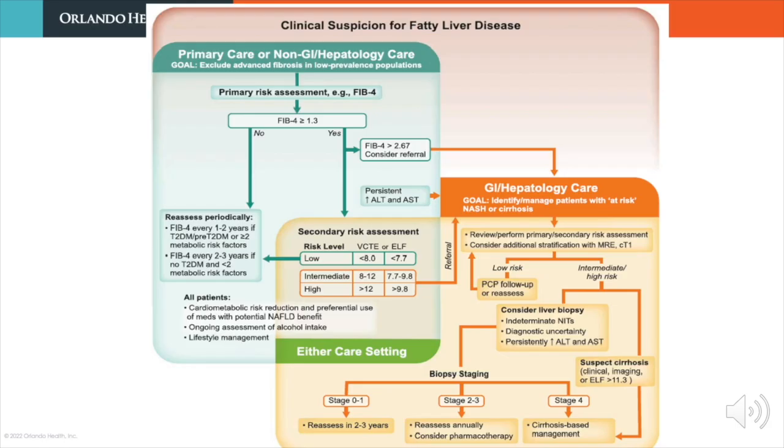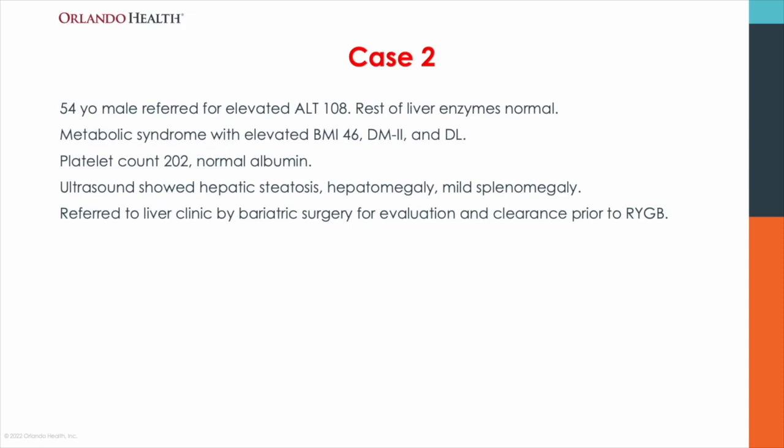And moving on to the second case, so I'm not going to go over this. Dr. Polko already showed this slide. The second case is a 54-year-old male, again referred for elevated ALT. Rest of liver enzymes normal, metabolic syndrome, platelet count is 202, albumin was normal, ultrasound showed hepatic steatosis, hepatomegaly, mild splenomegaly, the spleen size was about 13 centimeters.